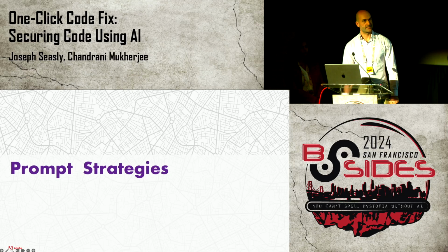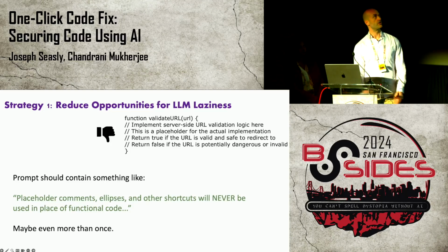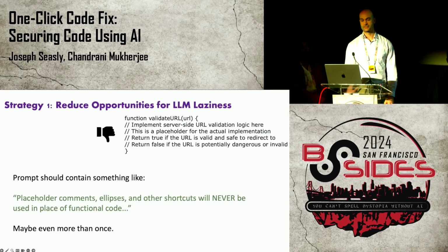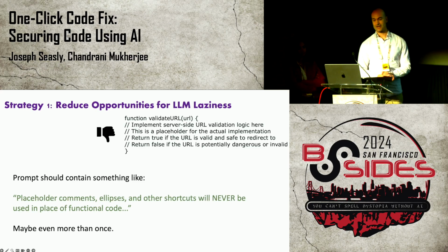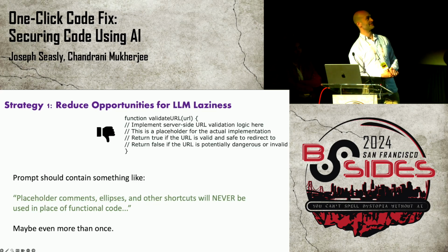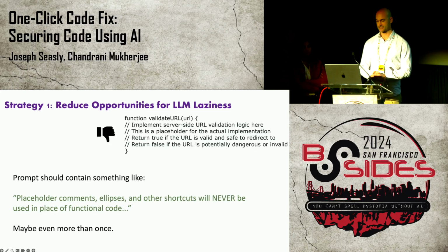And there are some prompt strategies we learned along the way that ended up being pretty valuable, and we'd like to share them. The first one is you always want to reduce opportunities for LLM laziness. What you see in the upper right-hand corner is an actual function provided as a fix from GPT-4. That's not what you want. So your prompt should contain something like: placeholder comments, ellipses, and other shortcuts will never be used in place of functional code, and maybe even more than once.